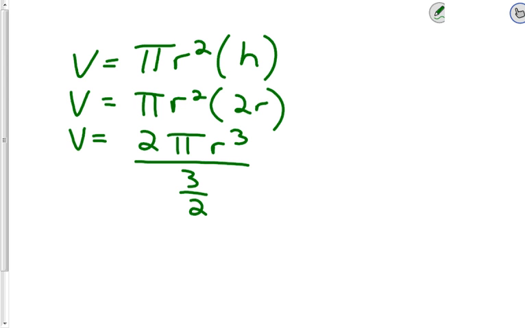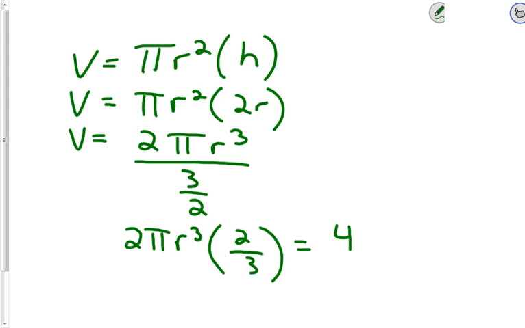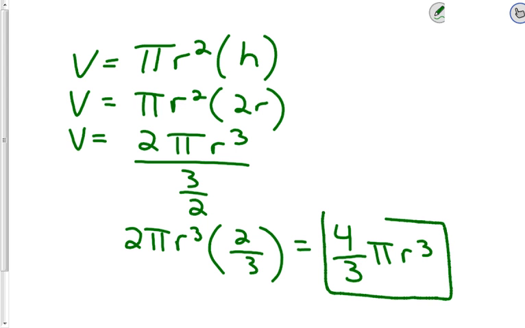And you know, as well as I do, that when we divide by a fraction, that is the same as multiplying by the reciprocal. And 2 times 2/3 is 4/3. So there we get our 4/3 pi r cubed, which is the volume of a sphere formula.